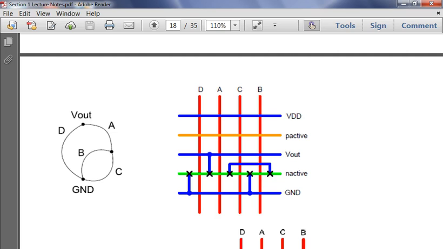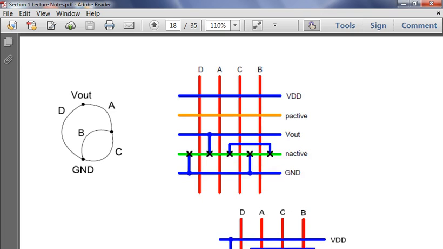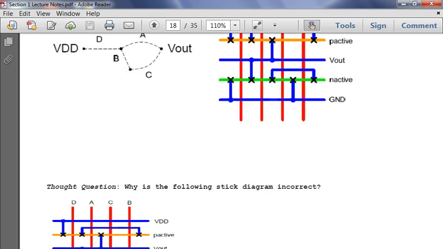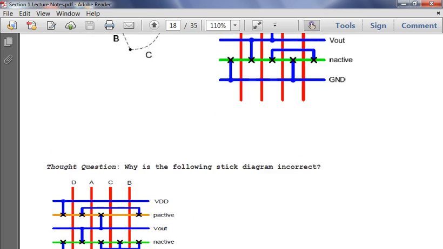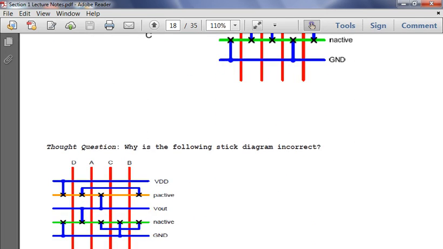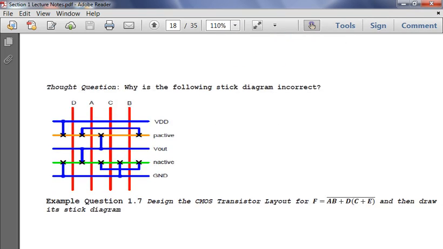That's a good question. Does anybody have any other questions? All right, let me ask you a thought question. Why is this stick diagram here incorrect? Great. Very common mistakes. Let's see if you guys catch it.